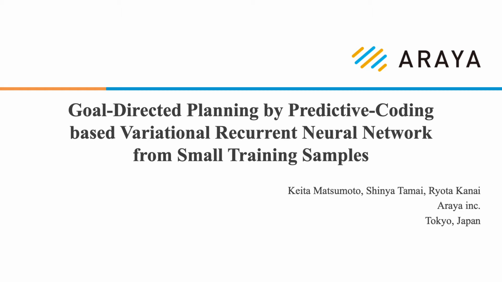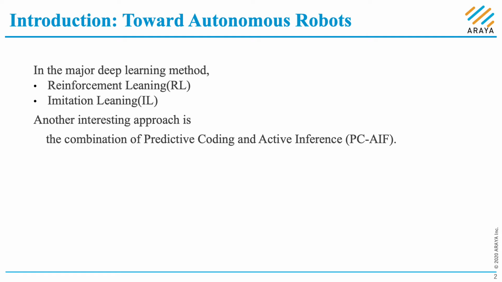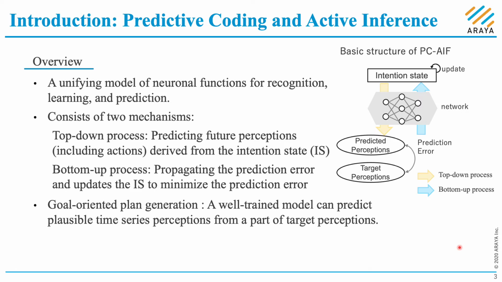Today, I would like to talk about goal-directed planning by predictive coding based variational recurrent neural network from small training samples. Introduction. Deep learning methods for the development of autonomous robots include reinforcement learning and imitation learning as the main ones. Another interesting approach that has emerged is a combination of predictive coding and active inference, called the PCAIF model.